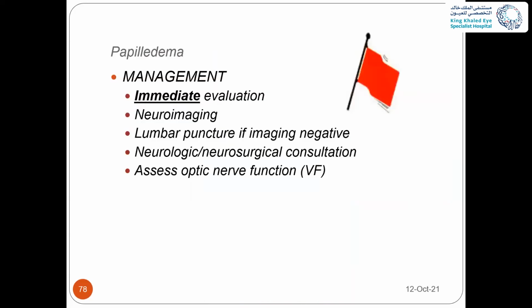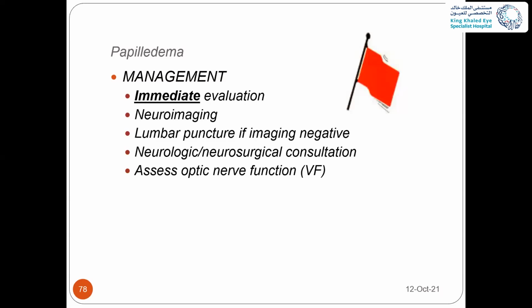So the management: immediate evaluation, neuroimaging, refer for lumbar puncture. If imaging is negative, neurosurgical consultation, and assess optic nerve function. And here with neuro-ophthalmology, usually this case is followed up by both neurology and neuro-ophthalmology for follow-up.